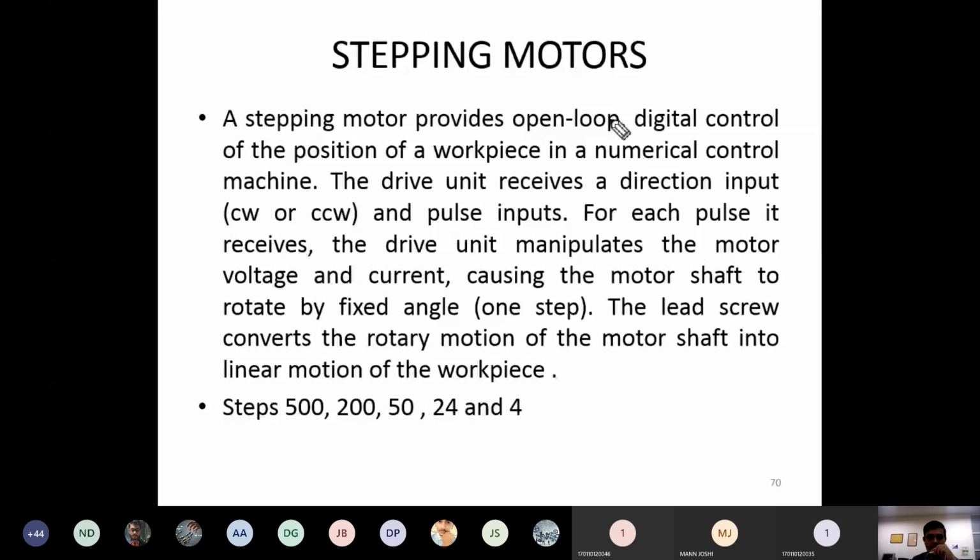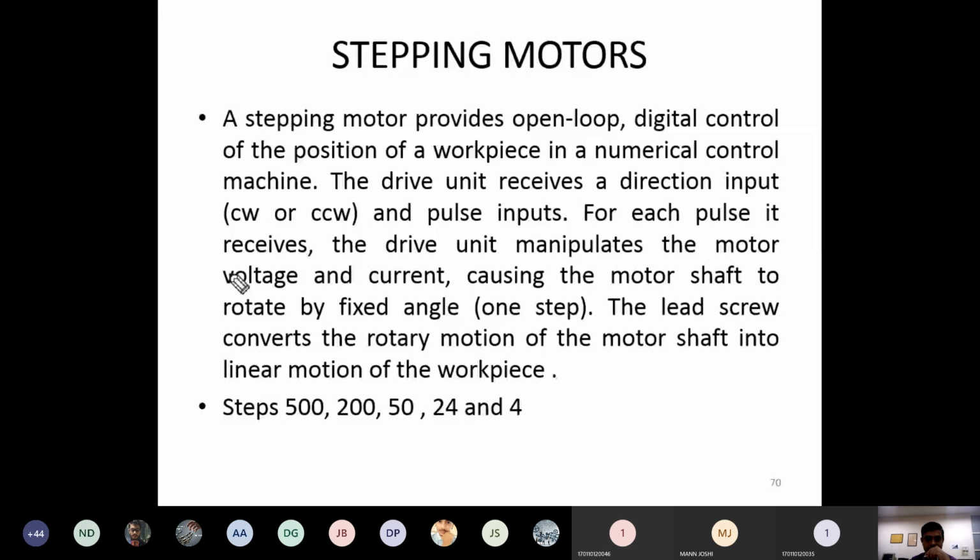Digital control of the position of a workpiece is done in a numerical control machine. In olden days we used numerical control machines. The drive unit receives a direction input, clockwise and counterclockwise, so both kinds of motion are there. The stepper motor has bidirectional rotation, and pulse input is there.